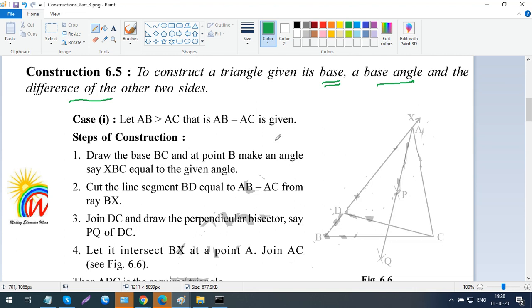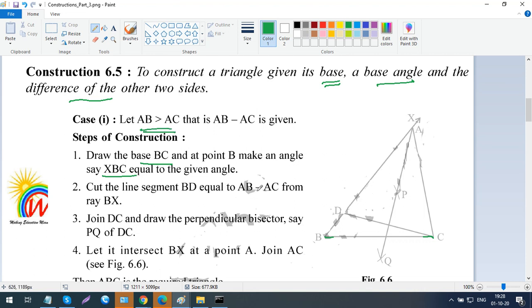Because it says ABC, so there are two different sides. See, BC is given, so first you draw the base BC as usual. See, I have drawn it. Okay, and then at point B you make an angle. So this step is easy, right? These two.